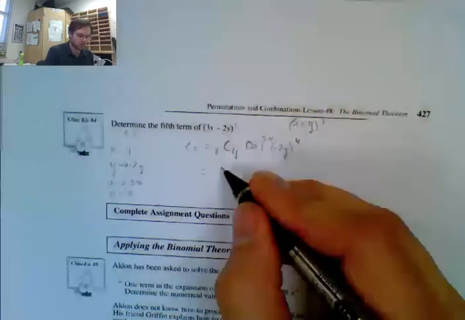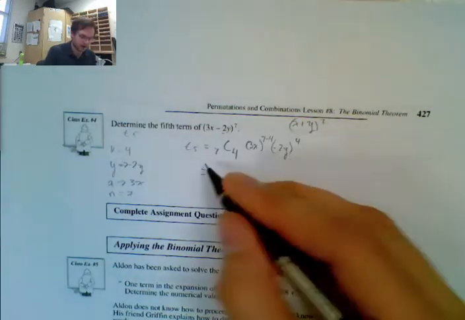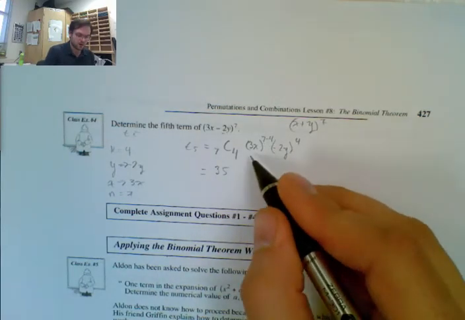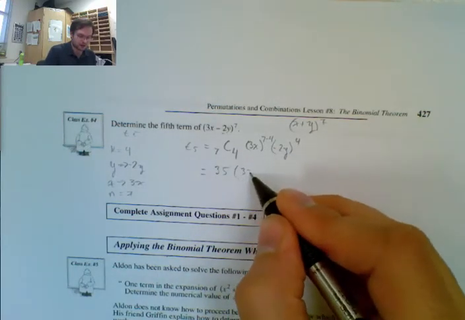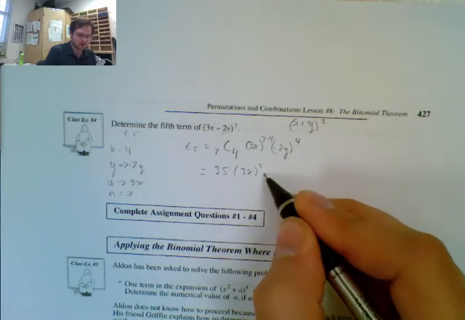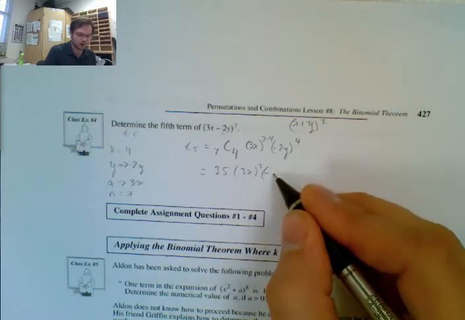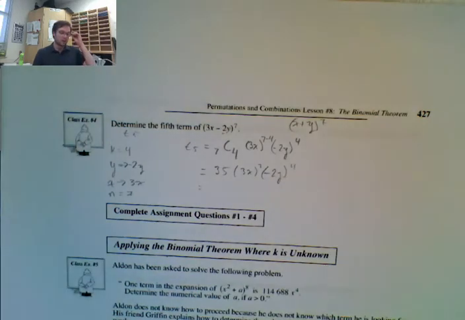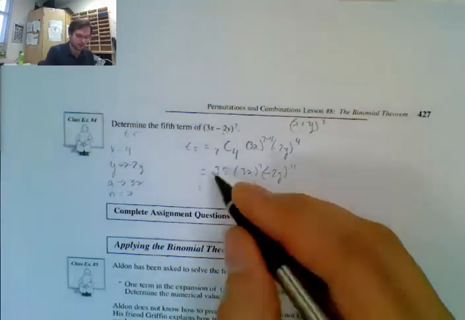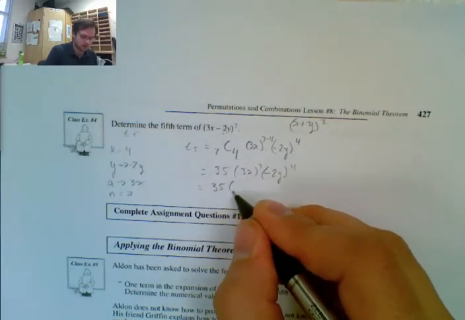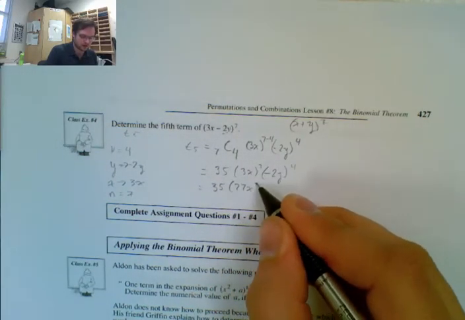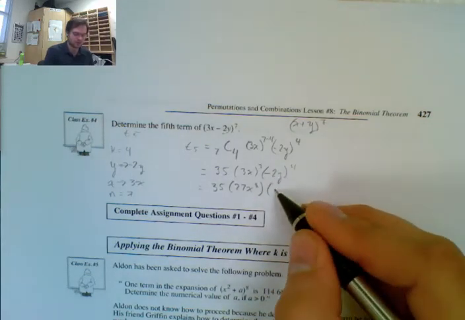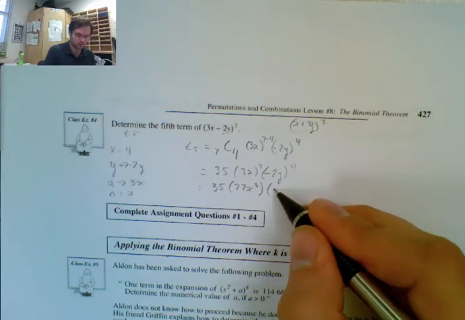7 combination 4 is the same as 35. And we have 3x, all to the power of 3, times negative 2y, all to the power of 4. Okay? So this is going to end up giving me 35 multiplied by 27x cubed multiplied by 16 y to the power of 4.